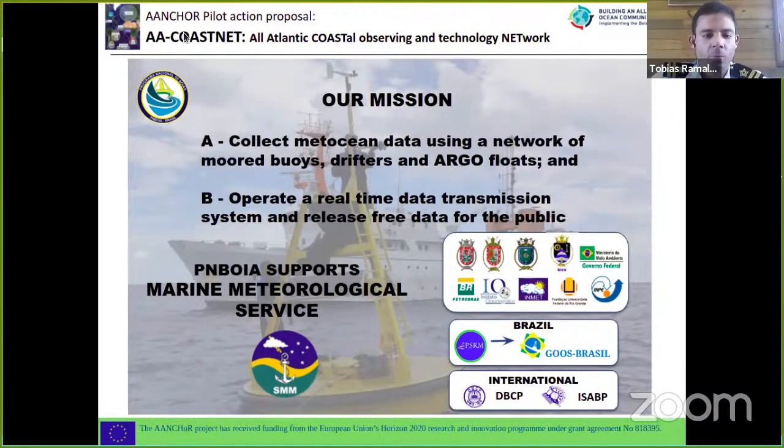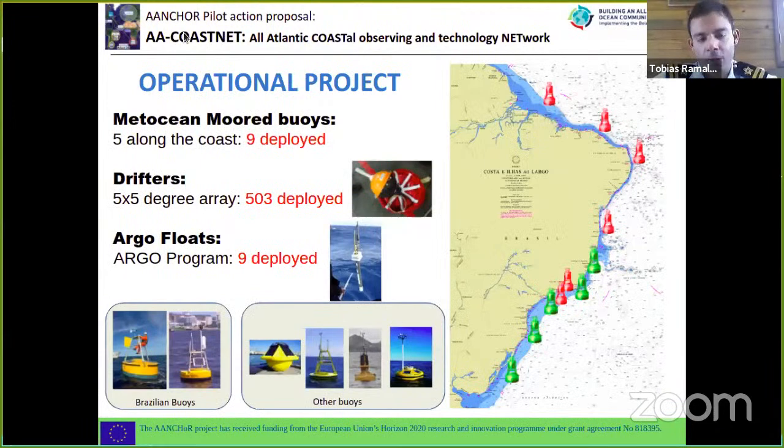It is the official service for the weather forecast at sea for the South Atlantic. So the operational project of PNBOIA has the objective to maintain five moored buoys along the coast. These five are the green ones here. We have already deployed nine along our history.